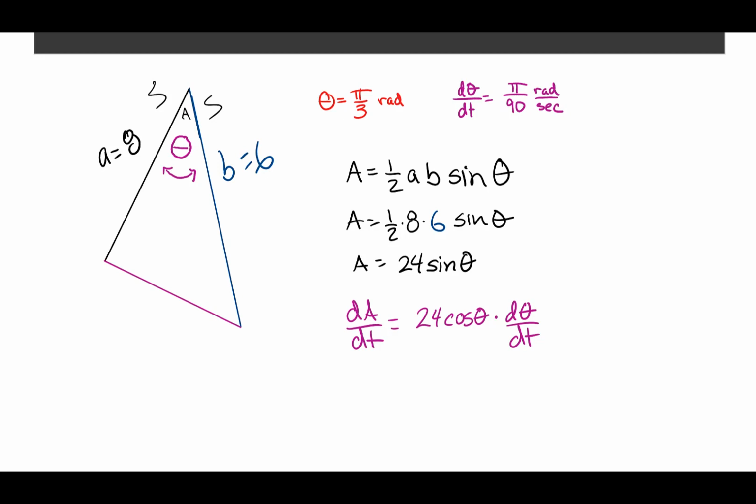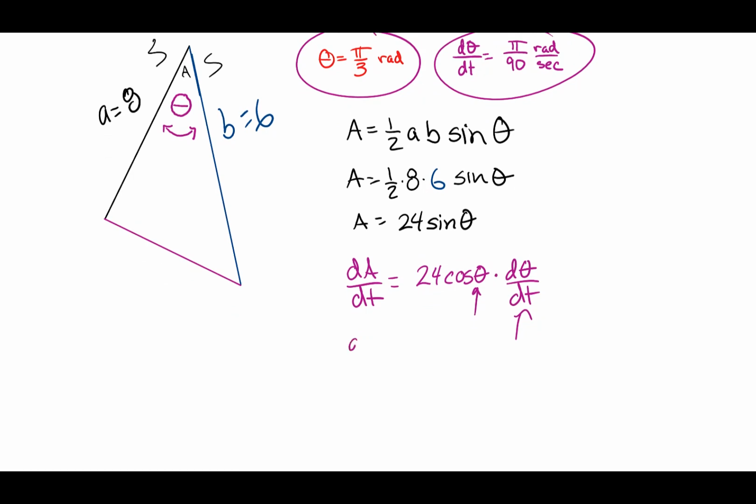Well, we got the angle. It's given to us up here. The d theta dt, it's given to us right here. Plug it in, and all we have to do is evaluate. So the change in A with respect to time, what the question is asking us for, is equal to 24 times cosine of, and that's going to be our pi over 3, plugging it in from up above one more time, right from there, times our pi over 90.